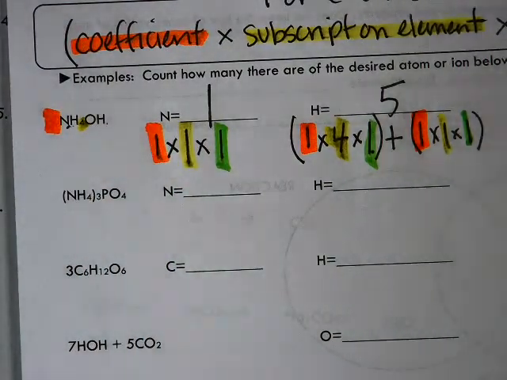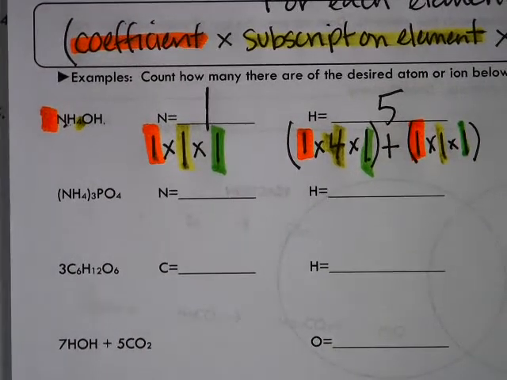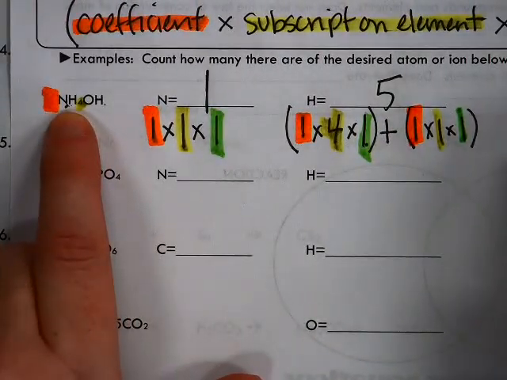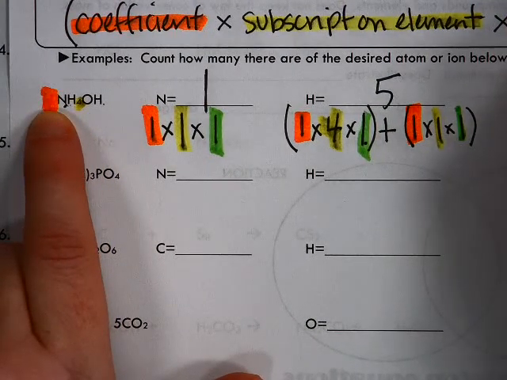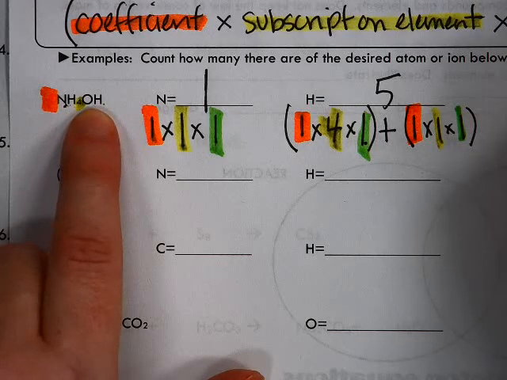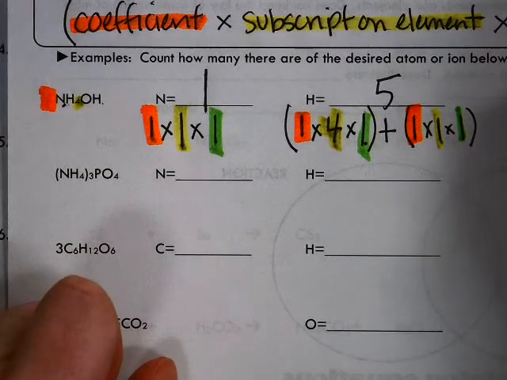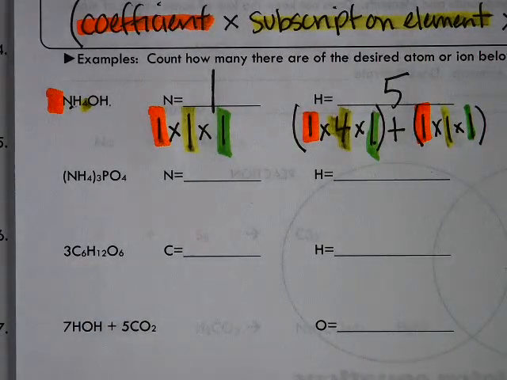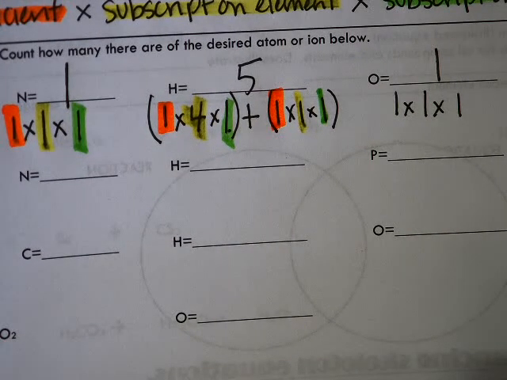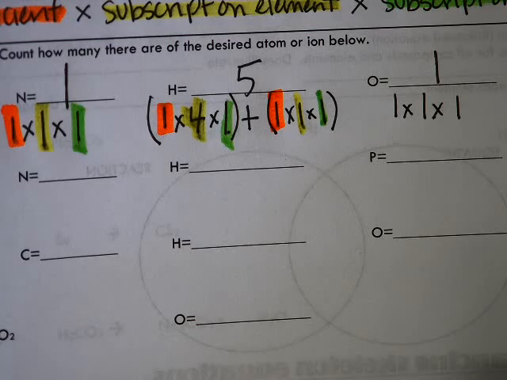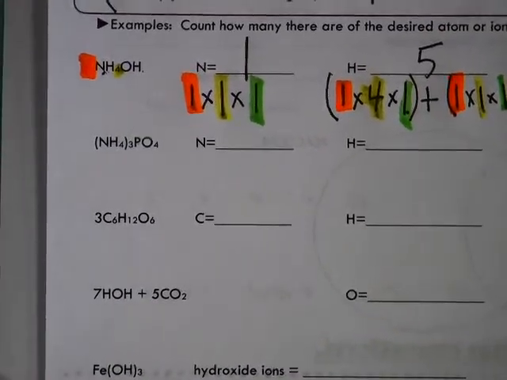We're gonna end up doing things a little bit quicker. And then our oxygen, I still see a coefficient of 1 out in front times a subscript on oxygen of 1, no parentheses, so times 1, and that's 1 oxygen. Okay? Let's take a look at the next one.